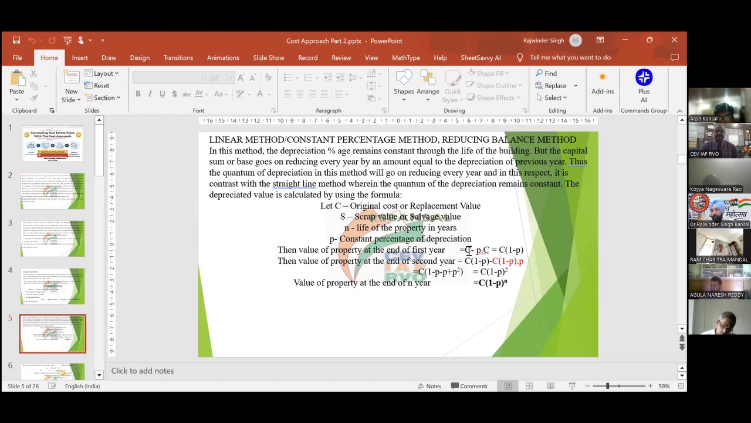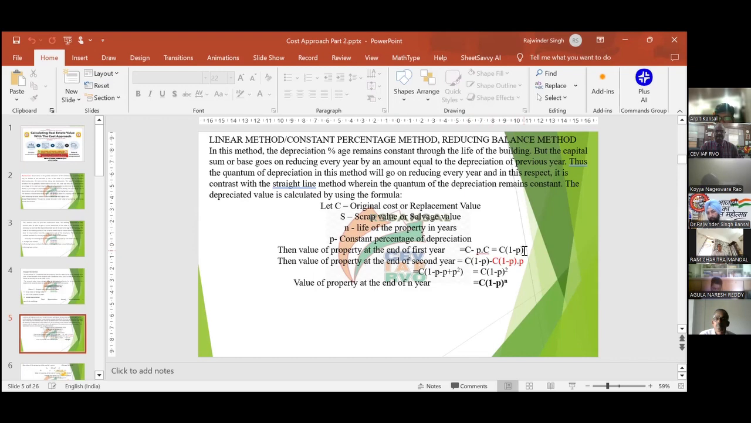So the value at the end of the first year will be of C. There you were adding 1 plus R; your increase or your interest was R. But here, the value at the end of the first year will be the original cost minus P into C. Taking C as common, the value at the end of the first year will be C into (1 minus P).